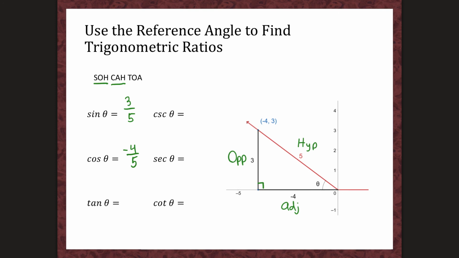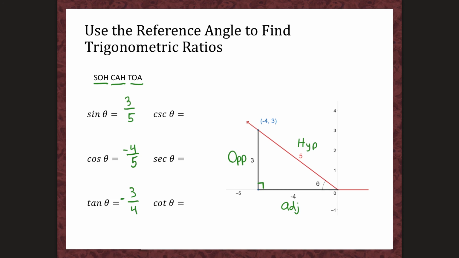Okay, next we find the tangent. The tangent is opposite over adjacent. The opposite side is 3. The adjacent side is -4. I'm actually just going to move the negative in front. I don't like to leave a negative in the denominator. It gets confusing. But you can put it in front of the fraction, or you can put it in the numerator of the fraction, and that works out a lot better.